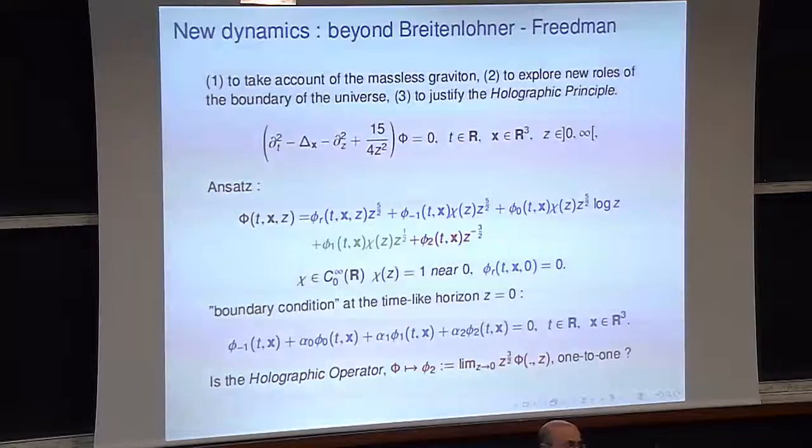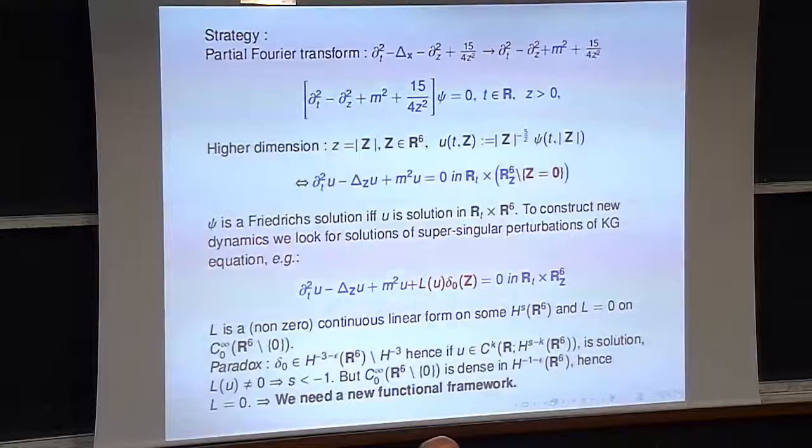It's a proof of the holographic principle. Few words on the strategy. We forget the x variable by taking a partial Fourier transform, and we use the previous trick by considering z as the radial coordinate of some Euclidean space of six dimensions. Hence, the Friedrichs solutions are associated with the U, and the U is a solution on the whole Minkowski spacetime if psi is a Friedrichs solution.